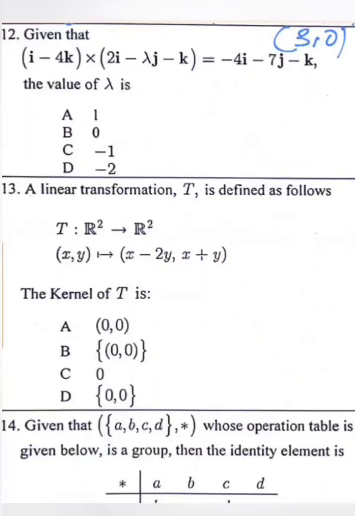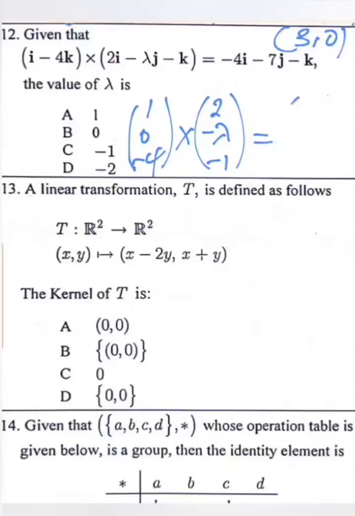In question 12, we are given that (i minus 4k) cross (2i minus lambda j minus k) is equal to negative 4i minus 7j minus k. The value of lambda is, and we have these options. So I would write the vectors in column form. The first vector is (1, 0, negative 4), and I'm crossing it with (2, negative lambda, negative 1), and the result is (negative 4, negative 7, negative 1).